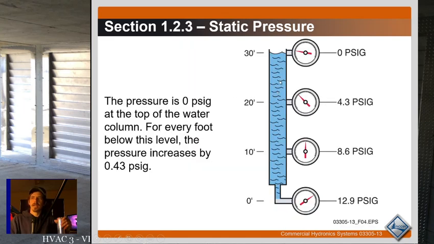So if you got a column of water, this is showing a 30-foot column of water, right? A 30-foot column of water would be 12.9 psi at the bottom. It'd be 8.6 psi 10 feet up, 4.3 psi 20 feet up, and 0 psi at the top. So let's think about this for a minute. Why do you guys think that our boiler pressure reducing valves tend to come set at 12 psi?